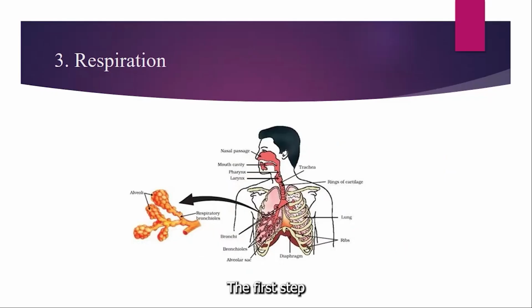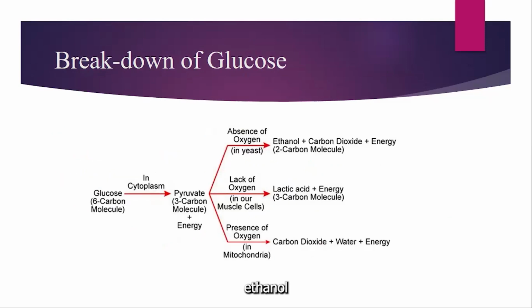In all cases, the first step is the breakdown of glucose. So what is glucose? It is a 6-carbon molecule and it is broken down into a 3-carbon molecule called pyruvate. And this process takes place in the cytoplasm. Further, pyruvate may be converted into ethanol and carbon dioxide in the absence of oxygen. If you look into the first formula, we can see that this process is done in yeast and fermentation is an example of that. Since it is carried out without the use of oxygen, it is called anaerobic respiration.